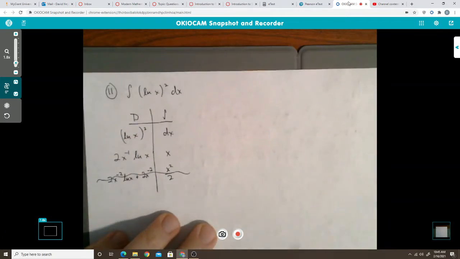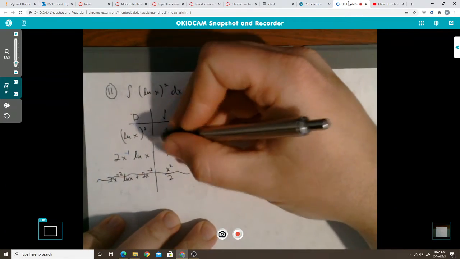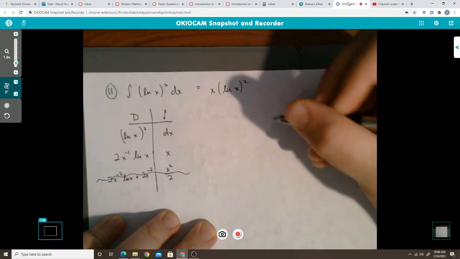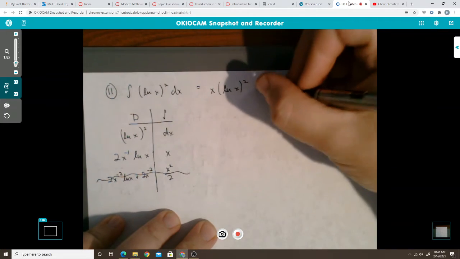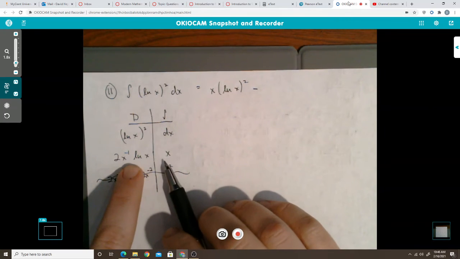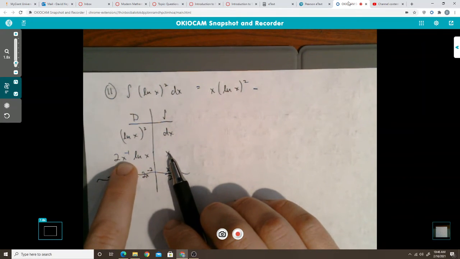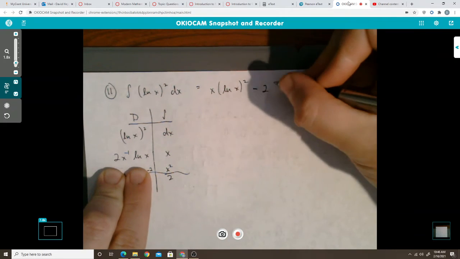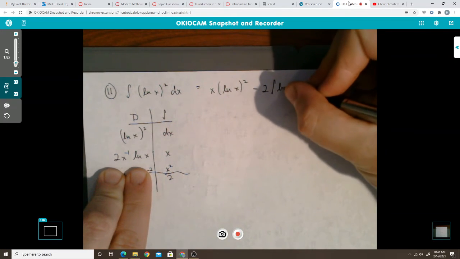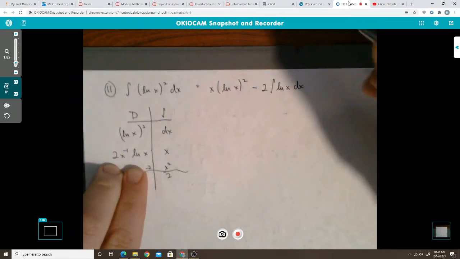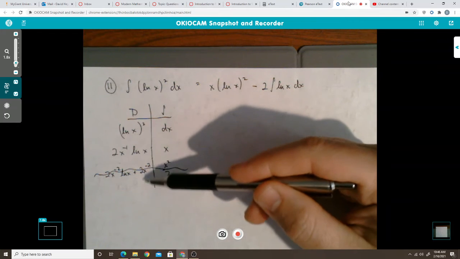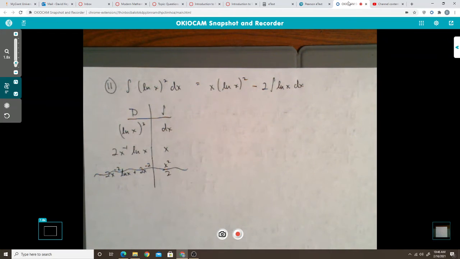So if we piece this together now, this is going to be x times ln of x squared, and then minus, this x cancels that x to the negative 1, so integral of 2 ln x. I'm going to go ahead and pull out the 2 now. So minus 2 times the integral of ln of x dx. Now, as I said, if we continue going this way, it's not going to get any easier.